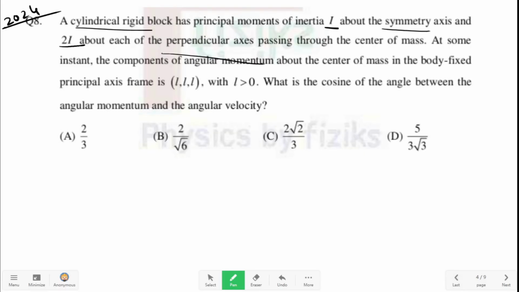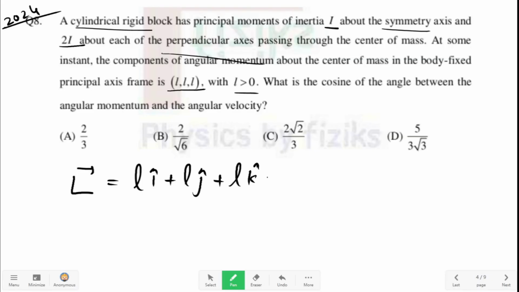At some instant, the components of angular momentum about the center of mass in the body fixed principal axis frame is L with L greater than 0. That is, angular momentum L is equal to L i cap plus L j cap plus L k cap, because these are the components. This is the x component, this is the y component, this is the z component of angular momentum. Now we are asked to find the cosine of the angle between the angular momentum and the angular velocity.